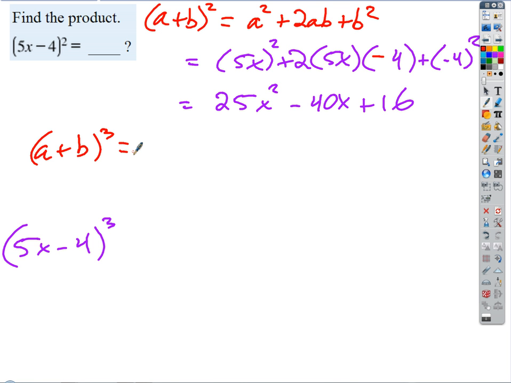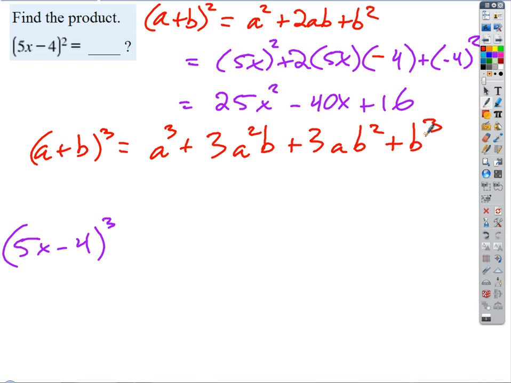Okay, what is that one? A plus 3A squared B plus 3AB squared plus B cubed. Good. So the next coefficient is a 3.